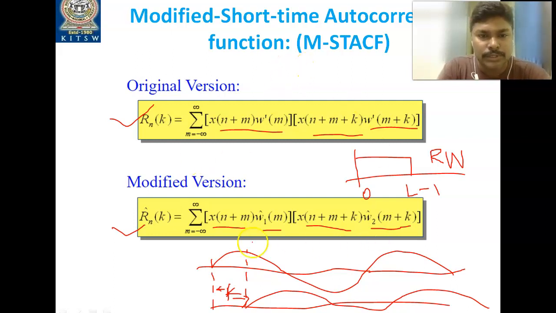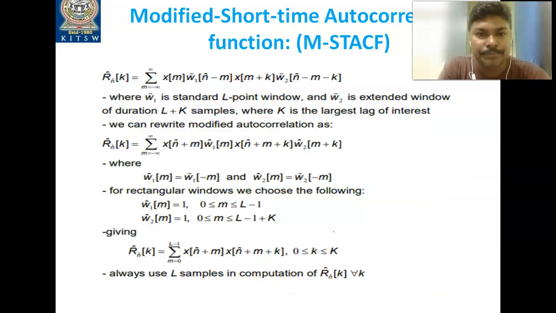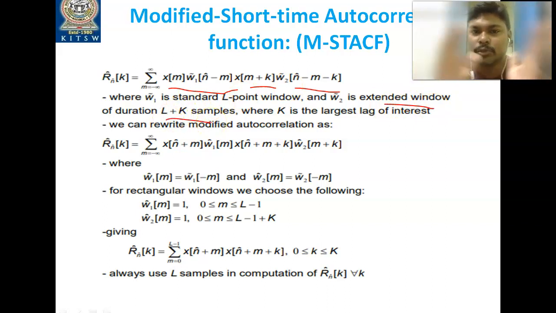Now when you see the modified version, we have x of n plus m into w1 cap of m into x of n plus k into w2 cap of m plus k; that is what we need to focus on. Let's get into detail about this. Rn cap of k is the summation of x of m into w1 of n minus m, times x of m plus k, which is shifted, into w2 of n minus m minus k. Here w1 is the standard L-point window, and w2 is the extended window of duration L plus k samples. You need to understand this because the rectangular window size is 0 to L minus 1.